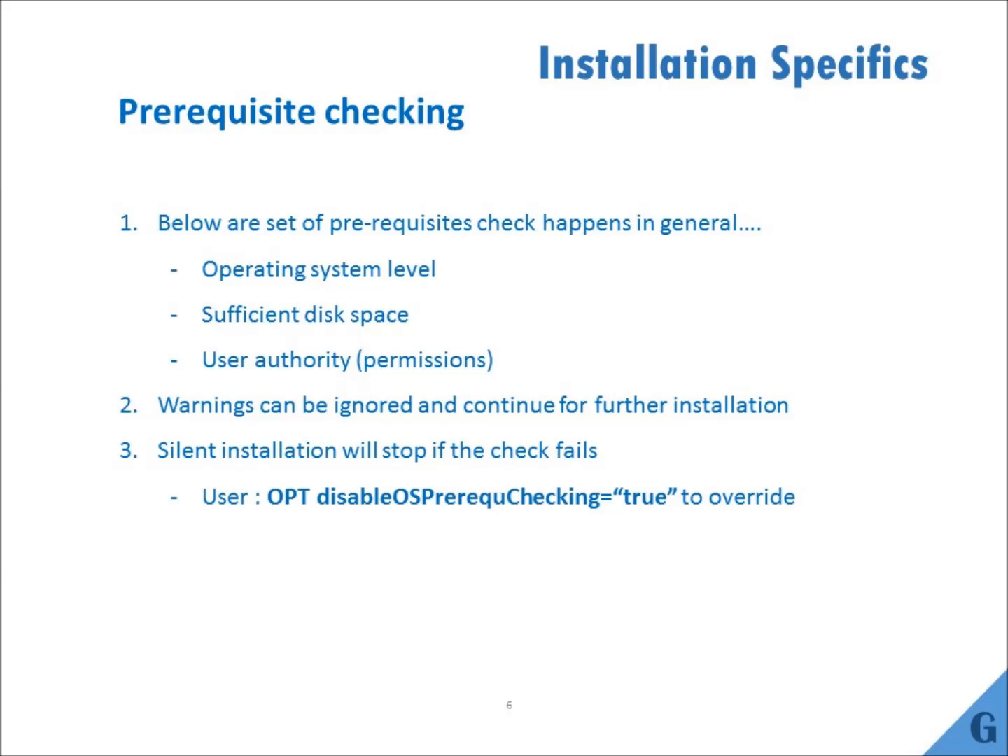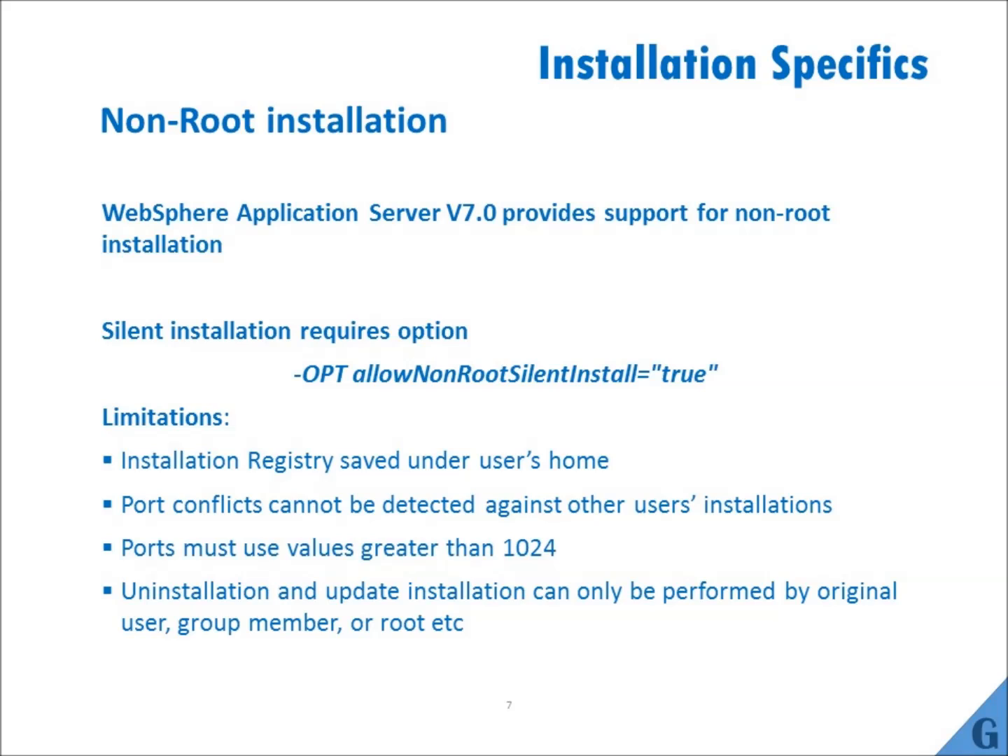So the prerequisite goes like this: the operating system check needs to be done, so the downloaded dump should match your 32-bit or 64-bit version. Disk space, and the user who is going to install should be an admin user. The non-root user, who doesn't have the admin rights, can install it using the silent installation as shown, which has some limitations.